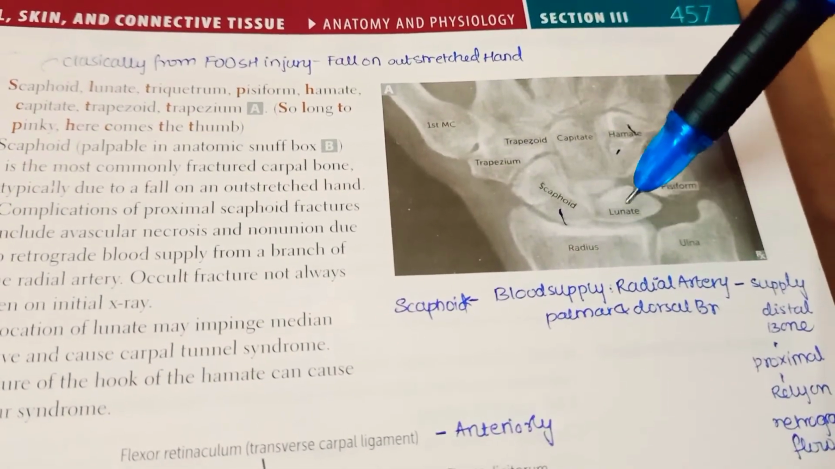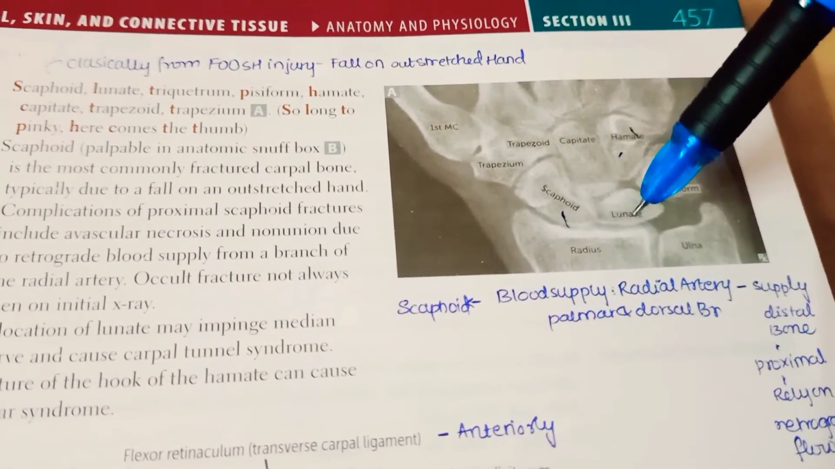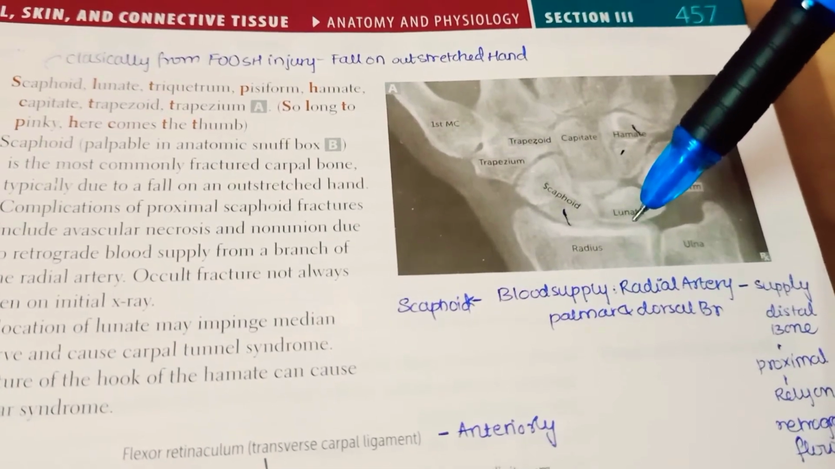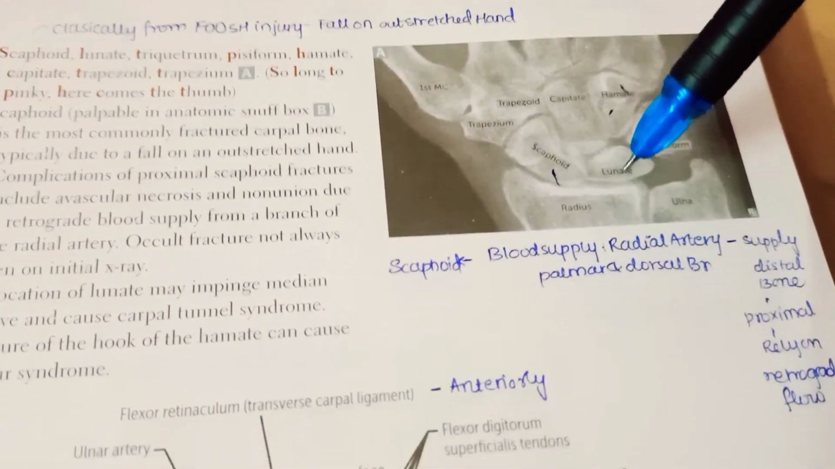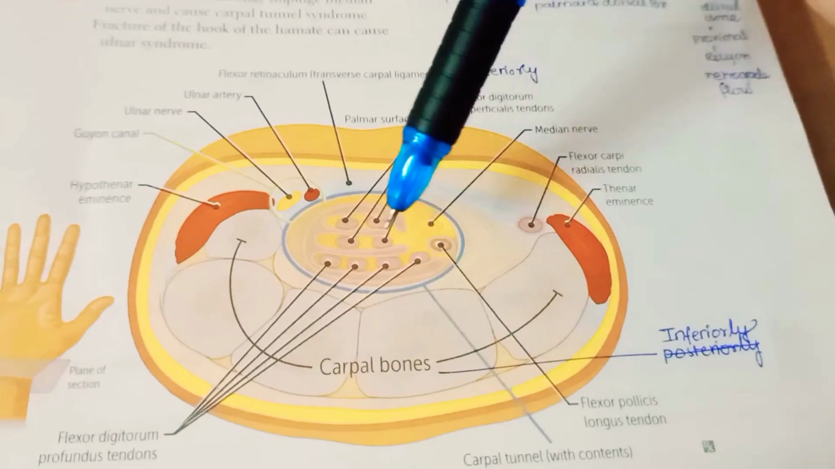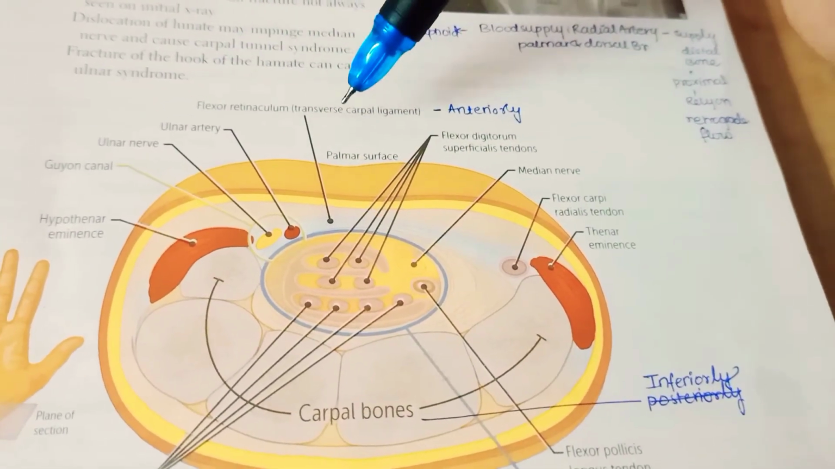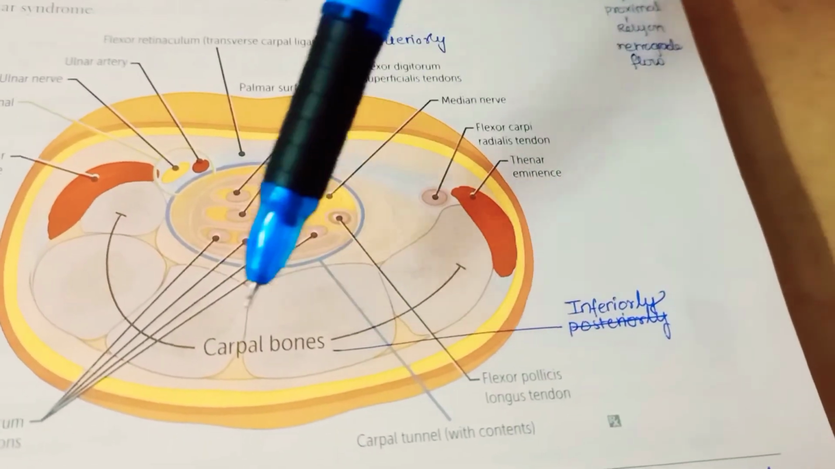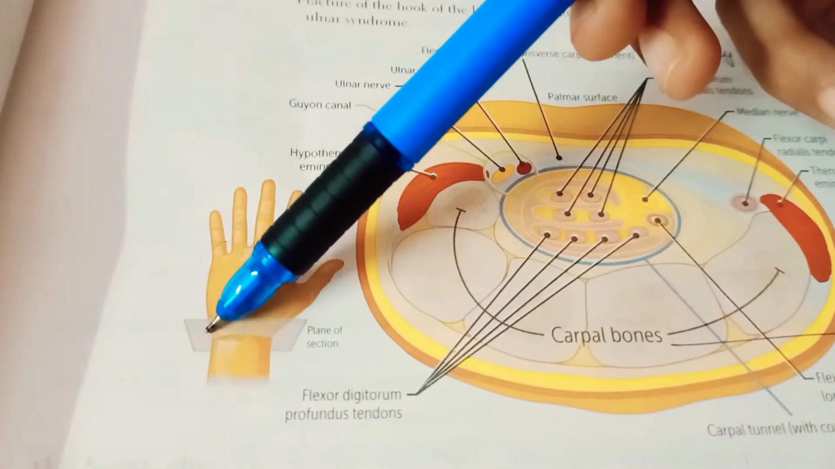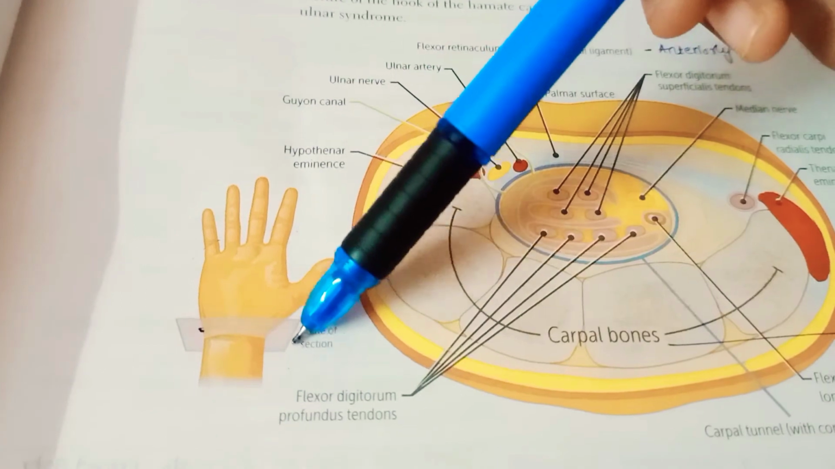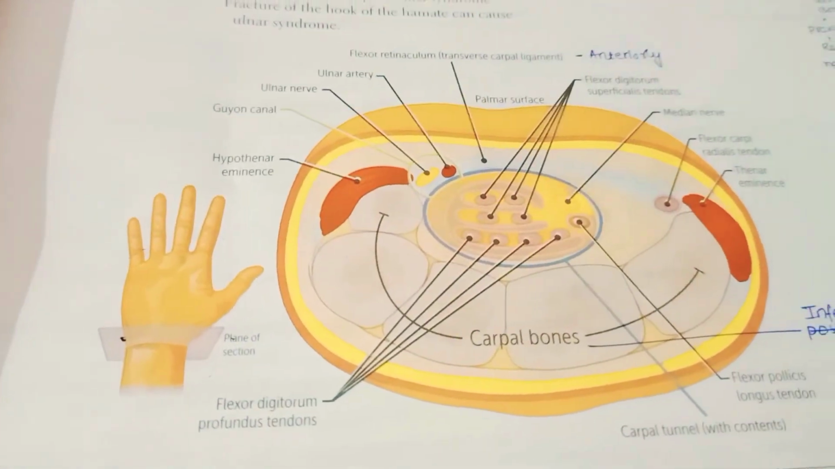Next is dislocation of the lunate. It will impinge the median nerve, so that will cause carpal tunnel syndrome. You know, this is the carpal tunnel, and this blue area here is the carpal tunnel. Anteriorly you have the flexor retinaculum, and posteriorly you have the carpal bones. If you see this plane section here, this place is where you find the carpal tunnel.